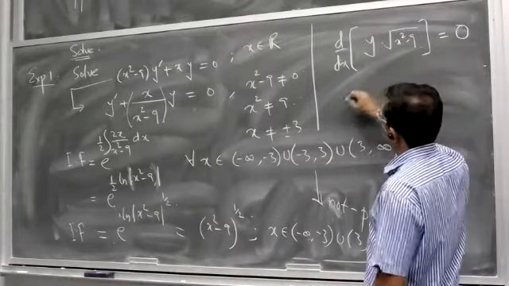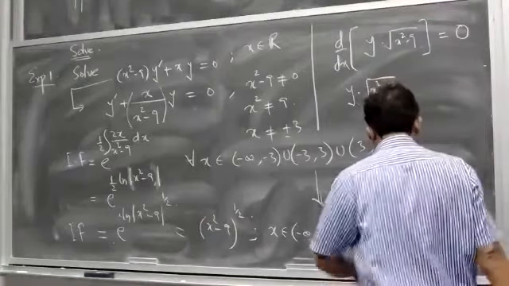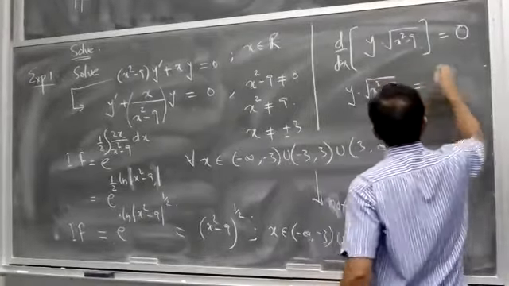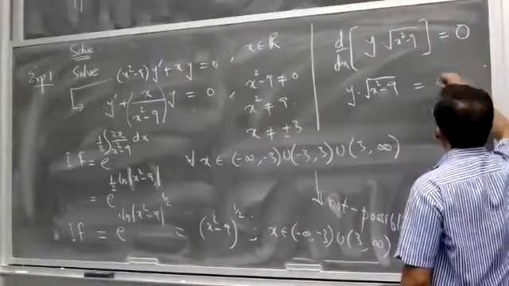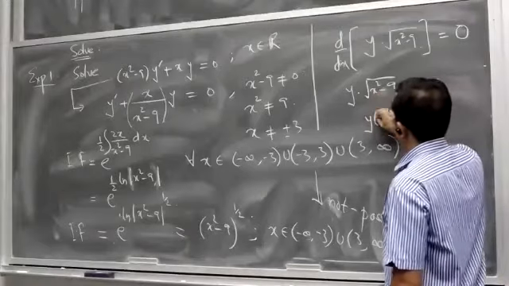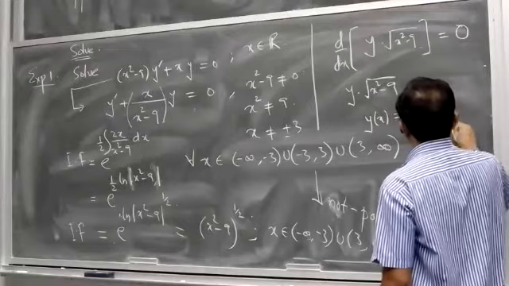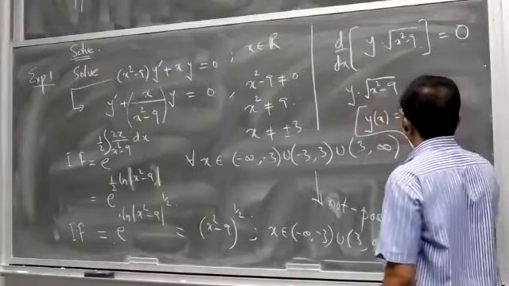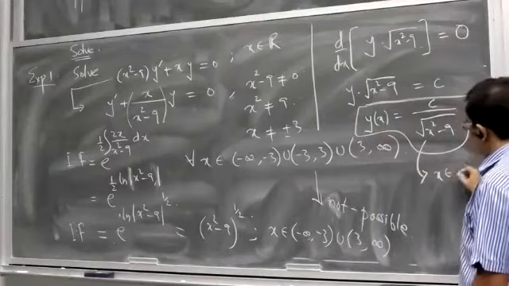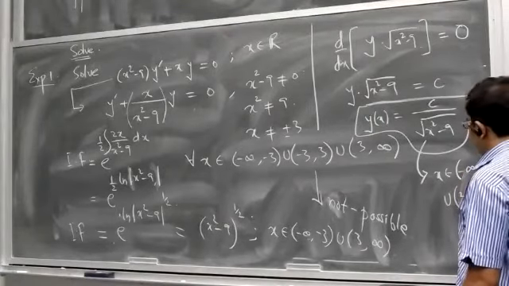Now integrating both sides, what do we get? y into square root of x square minus 9 is equal to constant, integral of 0 is constant. Now you just divide this thing on the right hand side and you get your solution. So this is your explicit solution, but remember that x belongs to negative infinity to negative 3, union 3 to infinity.